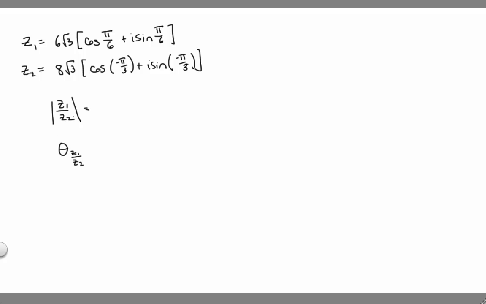Okay, so the length for Z1 over Z2 is just going to be the ratio of the two lengths. We'll take 6 root 3 over 8 root 3. If we simplify that, that's 3/4. So that's the length of Z1 over Z2.